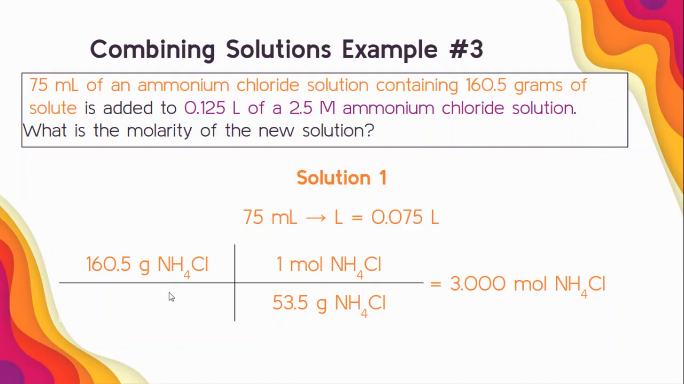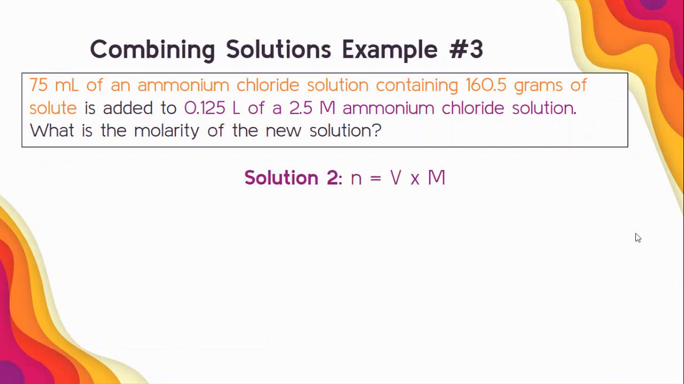However, sig fig wise, we need to round to the same number of sig figs as our starting number. So that's why it's 3.000, because 160.5 has 4 sig figs, and we need this to have 4. So now I have my moles of solute. I have my liters of solution for solution 1. Now we can focus on solution 2.